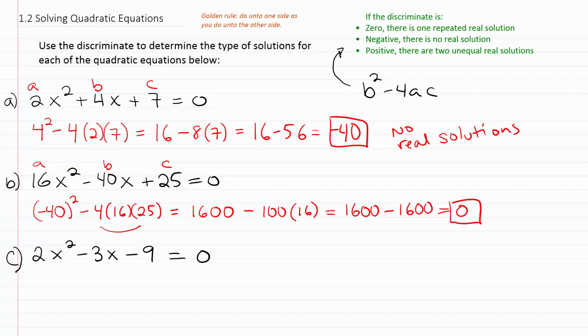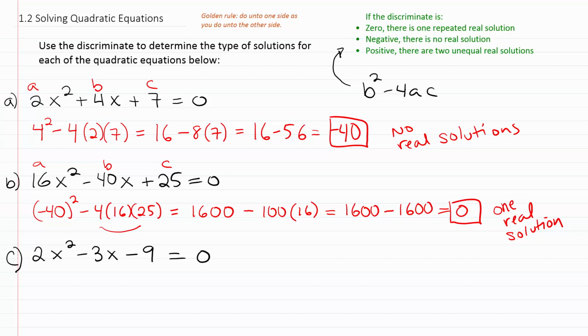And if it's 0, it means we have one repeated real solution. So repeated just means that, if we were to factor that trinomial, for example, we would end up with something that has a perfect square trinomial. So when we set it equal to 0, we only end up getting one answer then.